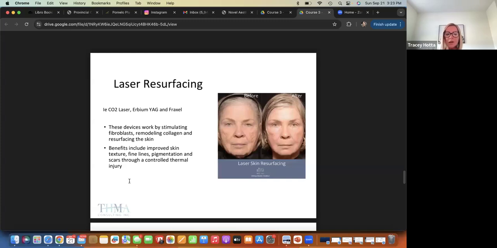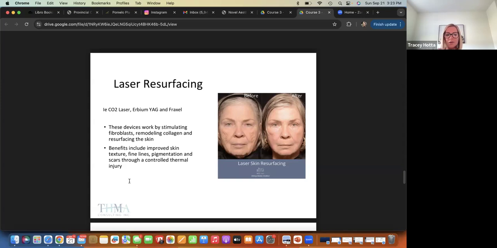So the first thing we're going to talk about is laser resurfacing. And when we talk about laser resurfacing, we're talking about things like CO2 laser, erbium YAG laser, and Fraxel. So these devices work by stimulating fibroblasts, remodeling collagen, and resurfacing the skin.